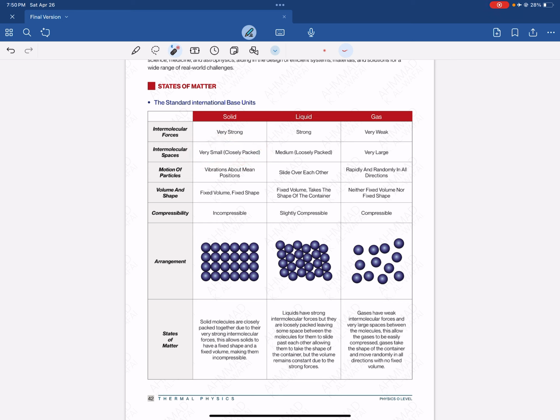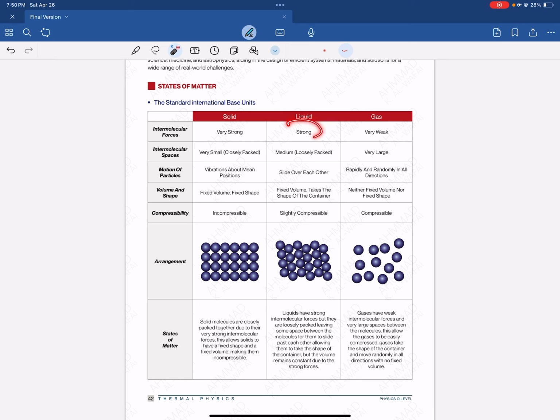So the smaller the space is going to be for the solid, and that's going to only make them vibrate about a mean fixed position, which is going to give them a fixed volume and a fixed shape. And of course, they're going to make them incompressible. As you can see, the arrangement is in a perfect shape with little or no spaces between them.